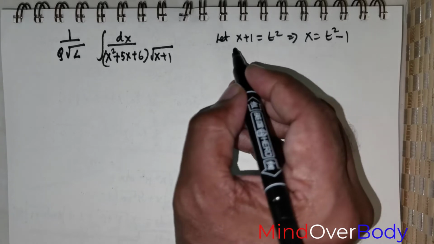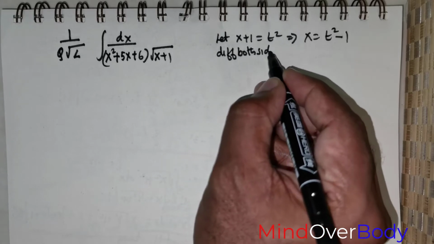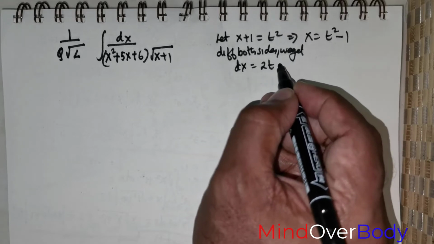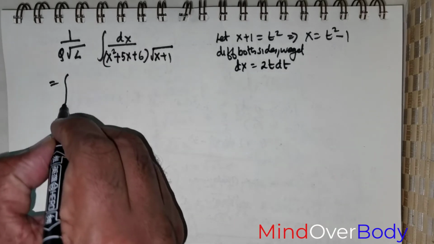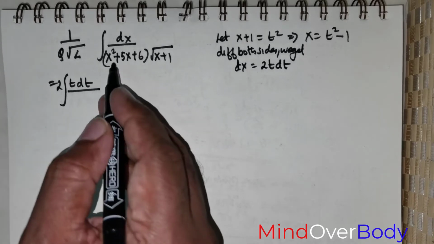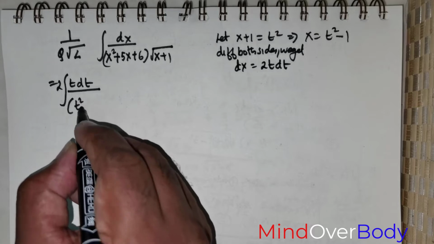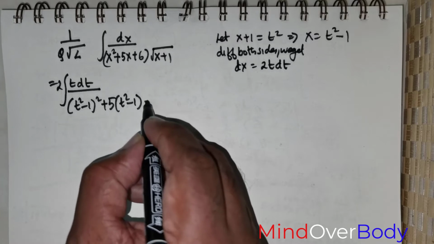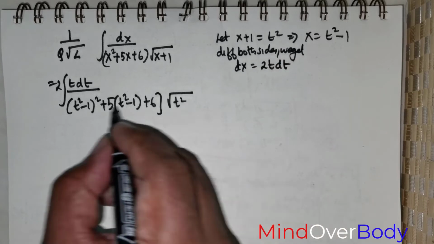Now from this particular equation we will differentiate both sides. Differentiating both sides we get, so what happens here, this is dx, this is equal to 2 times t times dt. So if I were to substitute this in the original integral, this is going to be equal to, in place of dx it's going to be 2 times t times dt divided by, in place of x I'm going to substitute t squared negative 1. So this is going to become t squared negative 1 raised to the power of 2 positive 5 times t squared negative 1 positive 6 times root of x positive 1, which is t squared. So this is what we have got.